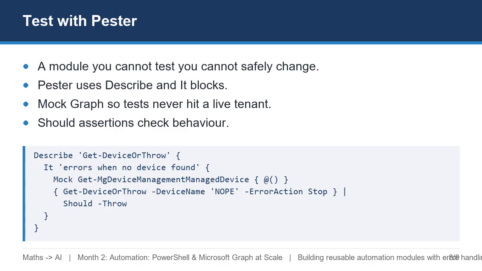A module you cannot test is a module you cannot safely change. Pester is the PowerShell testing framework. You describe a function, write It blocks for each behavior, and use Should assertions to check the result. The killer feature is Mock, which lets you replace a Graph cmdlet with a fake that returns whatever you want, so your tests never touch a live tenant. Here we mock the managed device call to return nothing and assert our function throws. Now you can refactor with confidence.